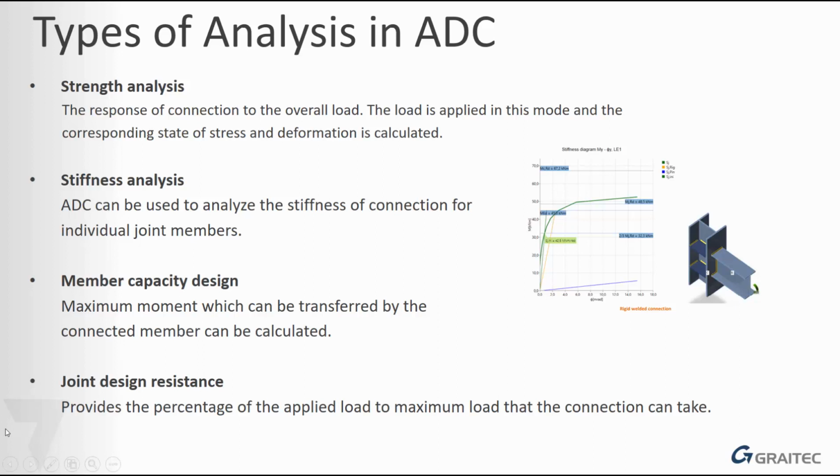And we have also a fourth type of analysis, which we call joint design resistance. In this kind of analysis, the software will provide you the percentage of the applied load relative to the maximum load that the connection can take. So we have four kinds of analysis in ADC, each of which can be useful for different purposes.